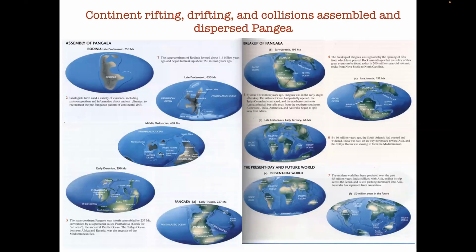Okay, so this Rodinia supercontinent formed somewhere about 1.1 billion years ago. So our Earth formed at 4.5 billion years, and Rodinia as a supercontinent formed at 1.1 billion years ago. And then it began to break up at 750 million years ago.